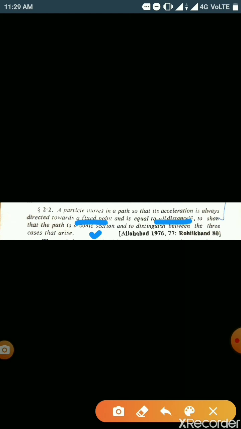In this theorem, three cases arise. The conic section will be a parabola, hyperbola or ellipse, and we will see under what condition the curve will be a parabola, hyperbola or ellipse.